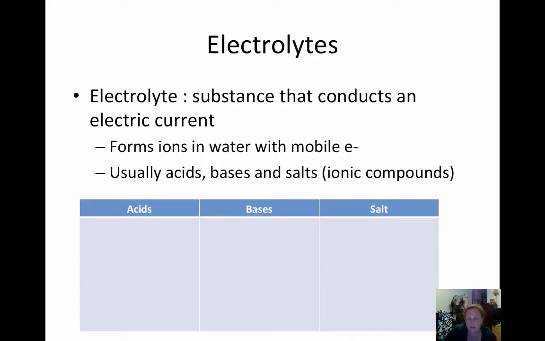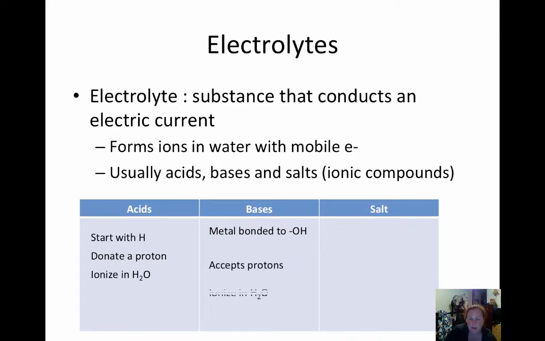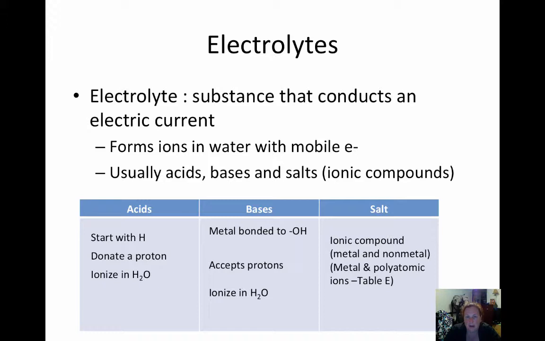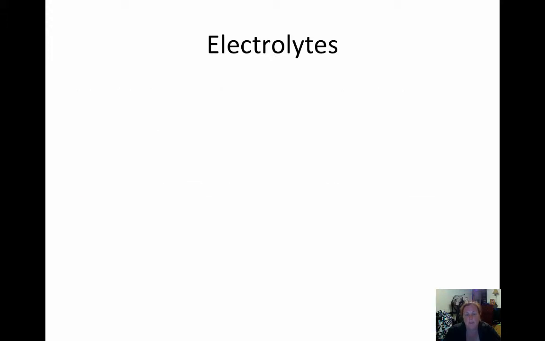So let's list some of the characteristics of acids, bases, and salts. Acids all start with hydrogen, the first element listed in the compound, and they donate a proton and ionize in water, or H2O. Bases are a metal bonded to a hydroxide, and they accept protons, and they also ionize in water. Salts are ionic compounds, which means you have a metal and a nonmetal, or a metal and a polyatomic ion from table E, and they ionize in water. All three ionize in water, which is what makes them electrolytes, allowing them to conduct electricity with mobile electrons available.